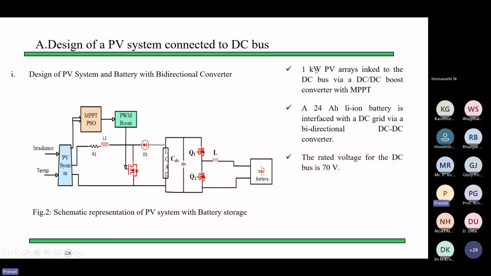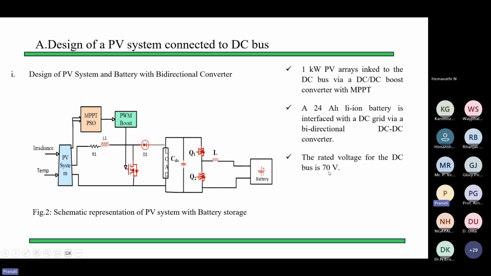Now I have considered here a 1 kilowatt PV array linked. Sorry, it says inked; it is by mistake typed inked. It is linked to the DC bus via a DC-DC boost converter with MPPT. This is our battery connected to our PV system with a boost converter and a bidirectional converter. Here I have considered a 24 ampere hour lithium ion battery interfaced with a DC grid via a bidirectional DC-DC converter.